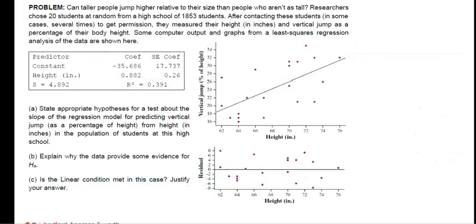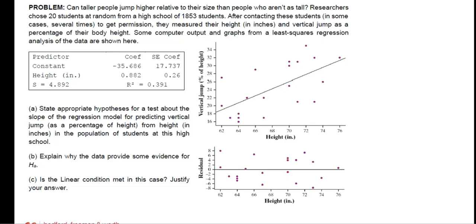Okay, let's just look at a quick example of another problem. Can taller people jump higher relative to people who aren't as tall? Researchers chose 20 students at random from a high school. After contacting these students, in some cases several times, to get permission, they measured their height in inches and vertical jump as a percentage of their body fat. Some computer output and graphs for the least squares regression line are shown. So that looks somewhat linear and positive there.